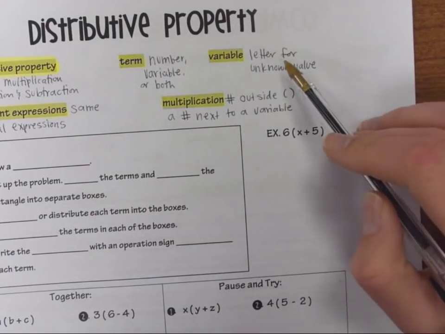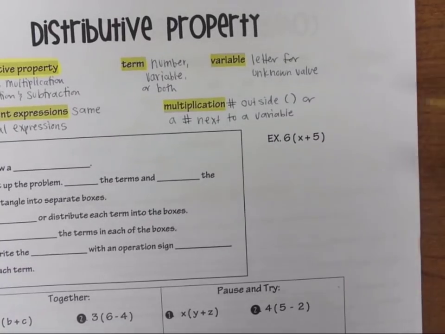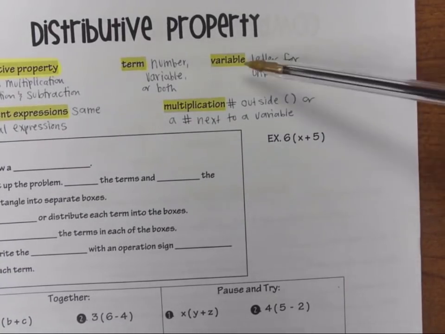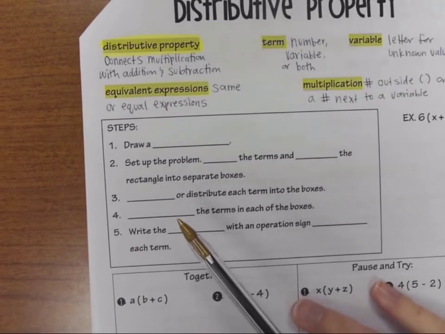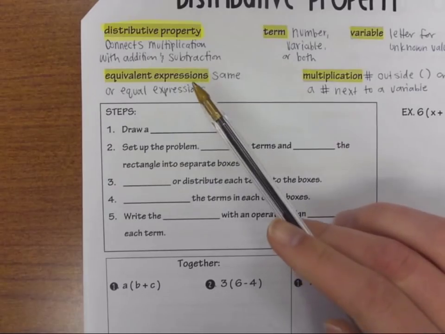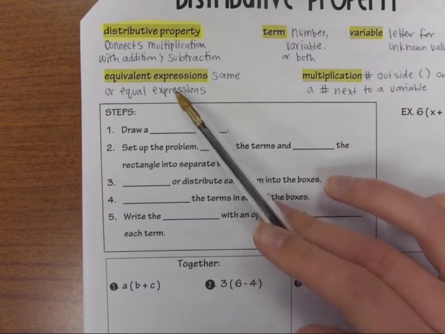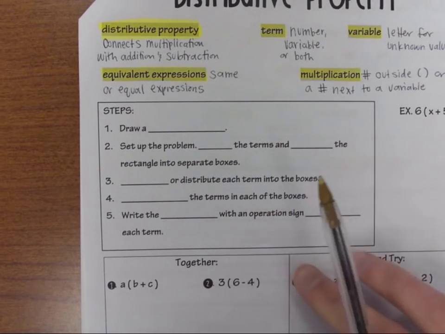A variable is the letter for an unknown value, so that's going to be something like our x. Remember, it can be any letter. Anytime we have a letter that's representing a number, it's called a variable. Equivalent expressions, we just learned that term yesterday. Equivalent expressions are same or equal expressions, so expressions that are the same or equal.